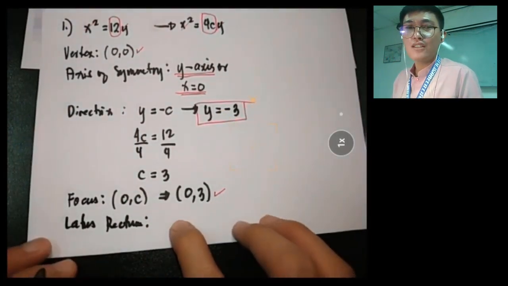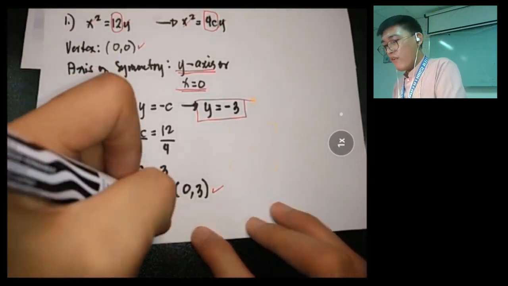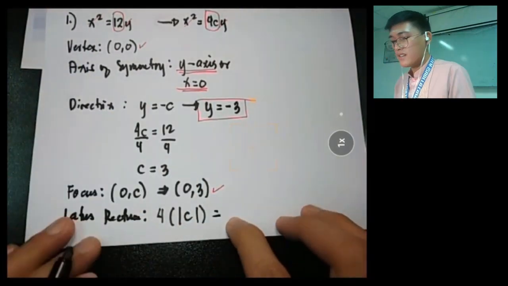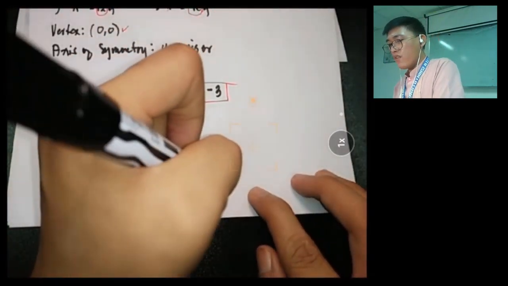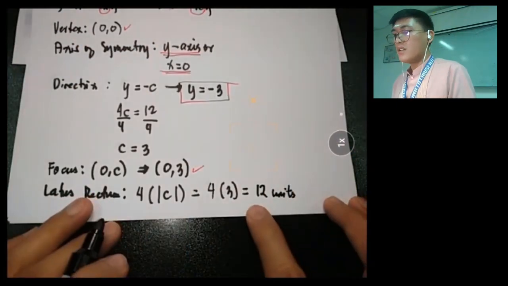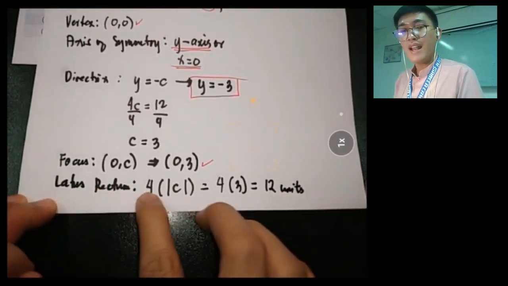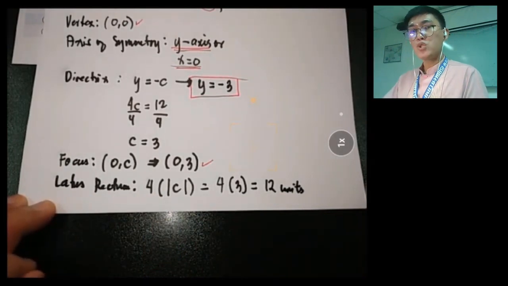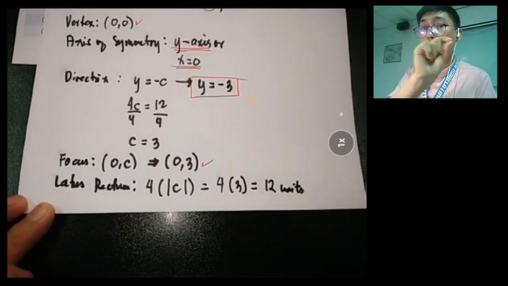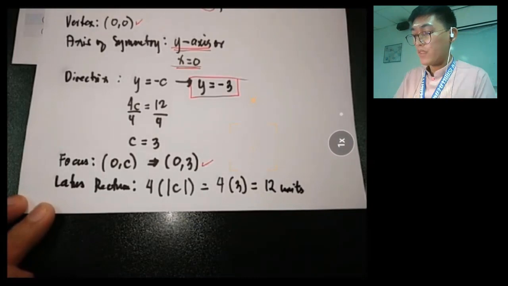And for the last one, we have the latus rectum. According to the formula, the latus rectum is 4 times the absolute value of letter c. That would be 4 times the absolute value of c, which is 3. That would be 12 units. You know what? This 12 units is the whole length or the full length of the latus rectum from an endpoint of the parabola passing through the focus to another endpoint of the parabola, that is 12 units according to the value that we get.